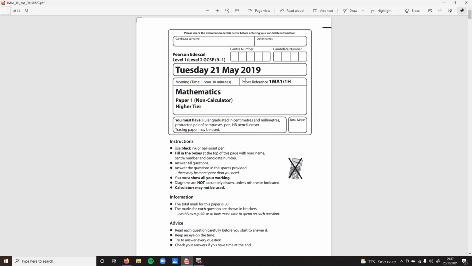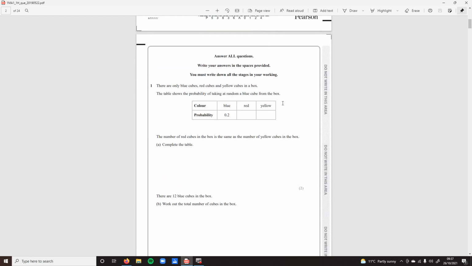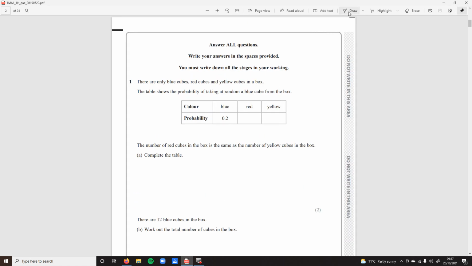So let's get started. Today we're doing the most recent GCSE paper, obviously, because we haven't had GCSEs for 2 years now, which is quite crazy. So it's the May 2019 paper. Let's just go ahead and have a go, and I'm going to try and show you as much working as I can. Let's see how we do.